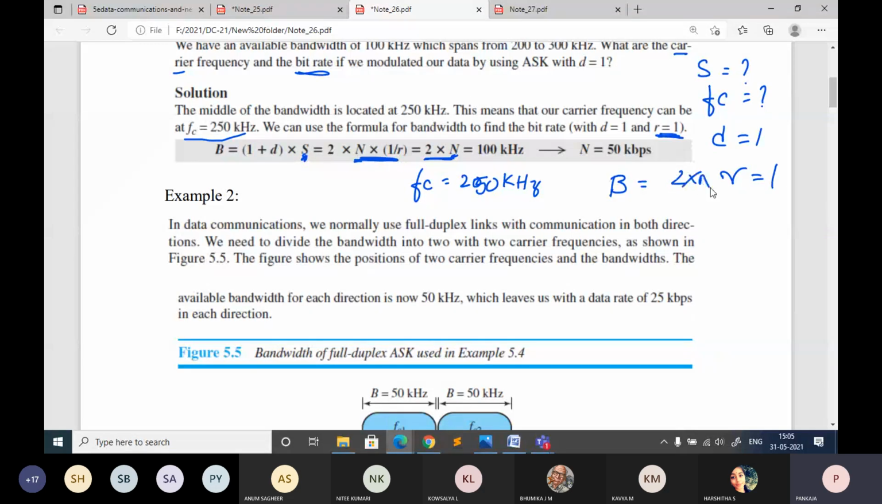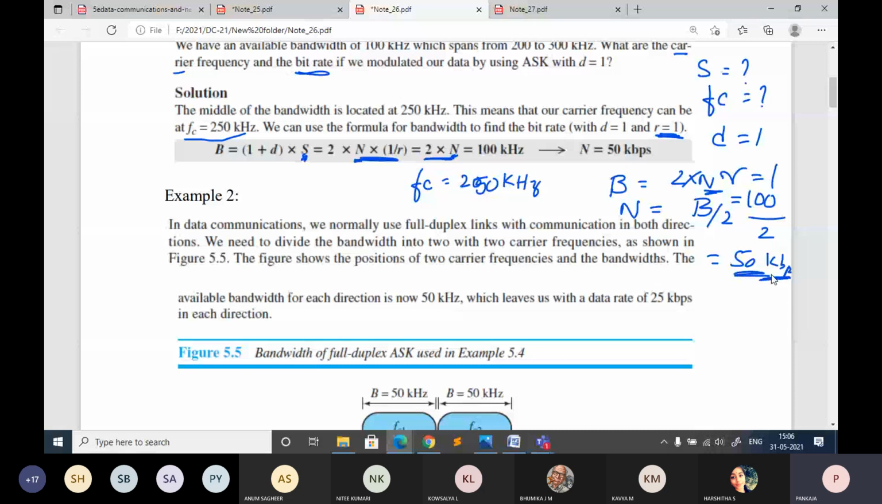B is equal to 2 into N. Now I want to calculate what is N. So that becomes B by 2. What is B? What is the bandwidth? They have given the bandwidth as 100 kilohertz. It becomes 50 kbps. Okay, so the bit rate is represented in terms of kbps. So this is the answer for this.